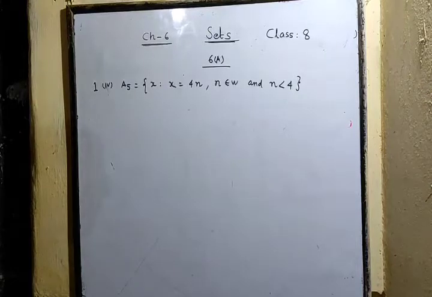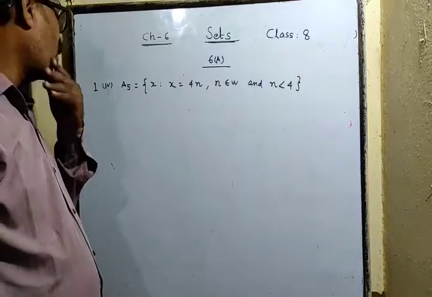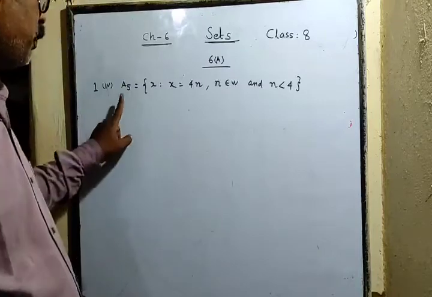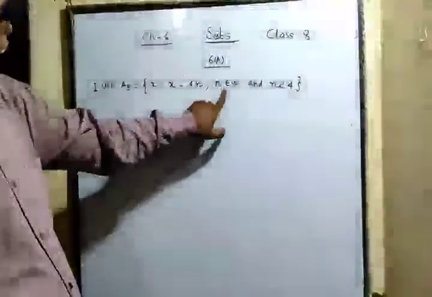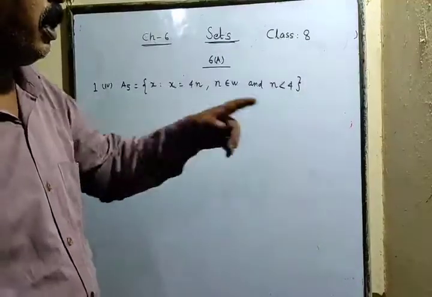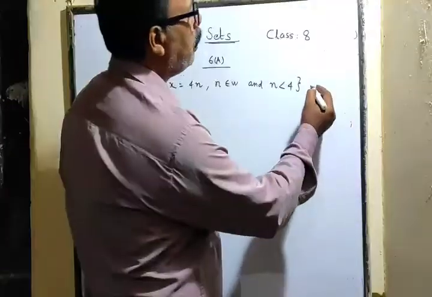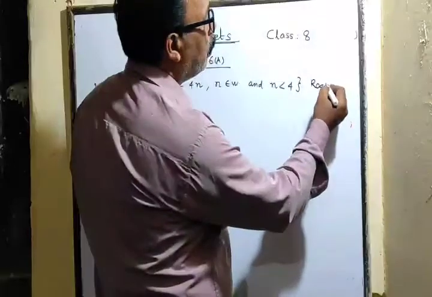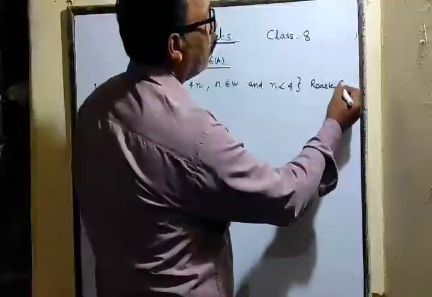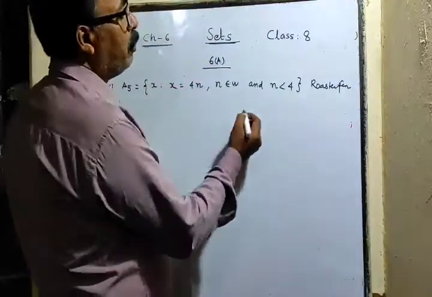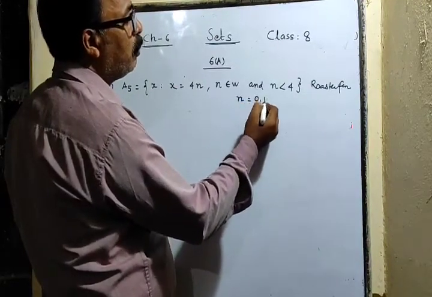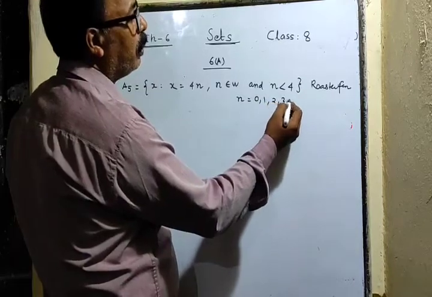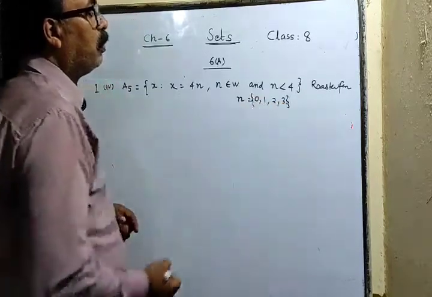So we are in exercise 6a, question number 1. The expression is given: A5 is equal to {x : x = 4n, n is a whole number and n is less than 4}, and we have to represent it in roster form. The value of n is less than 4, and n is a whole number, so the value of n will be 0, 1, 2, 3, this much.